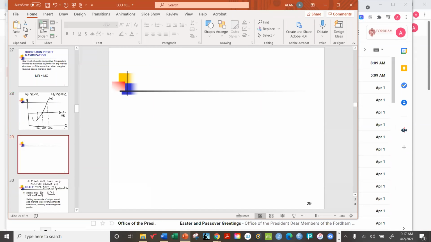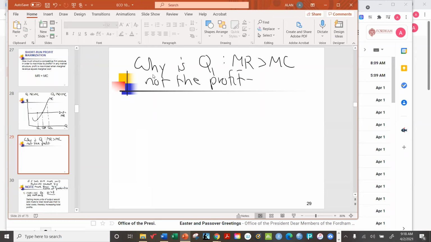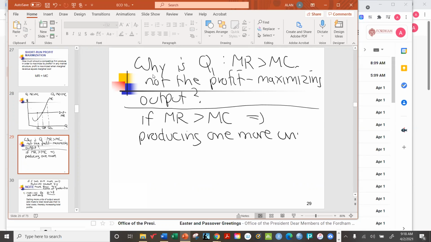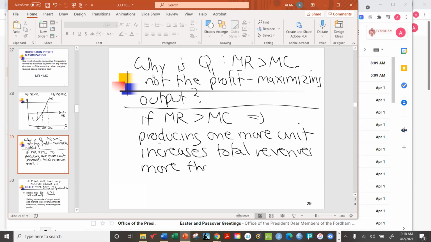All right, well, let's do these one at a time. Why is Q1, where MR is greater than MC, not the profit maximizing output? Well, because when you think about it, if MR is greater than MC, then what this means is that producing one more unit increases total revenues more than total costs.